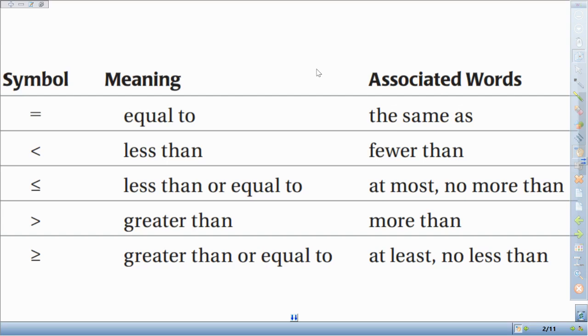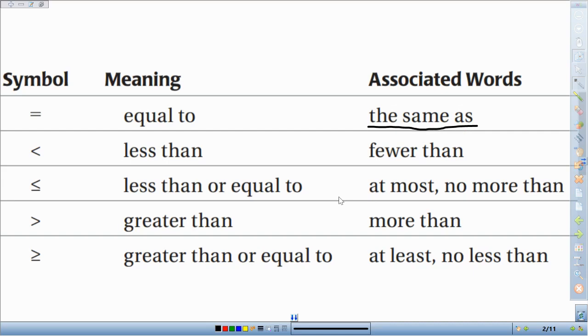Okay, you can see we just have these different symbols, their meanings, and then the associated words, how they'll be represented when they're written in a long, drawn-out format. The first symbol everyone's familiar with, good old equal sign, meaning equal to. If this was written out in a word problem, you might see the words "the same as." If they're saying something is the same as something else, they're saying they're equal to one another.